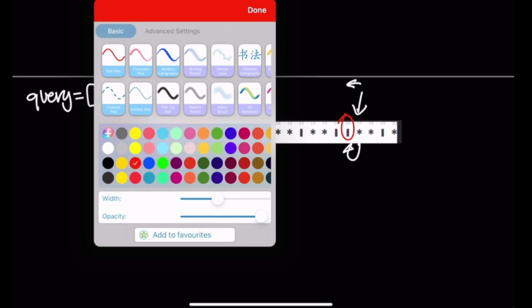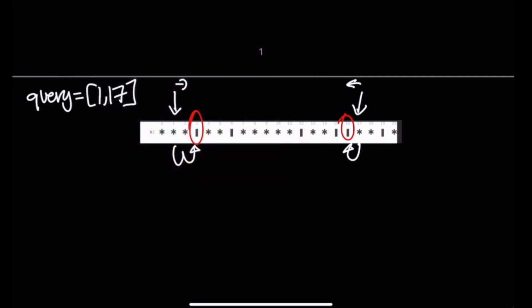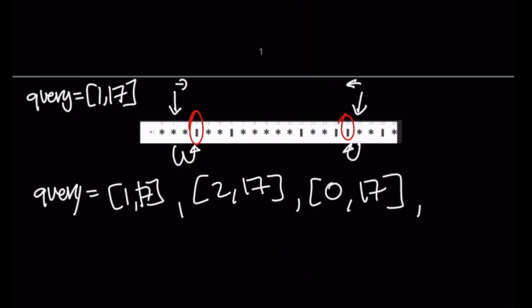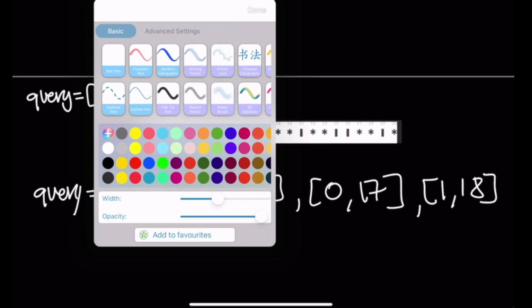However, given a lot of queries, let's say, for example, we're given queries of 1 17 and 2 17 and 0 17 and 1 18. Now, notice how for every single query in the given example, we're doing a lot of unnecessary repeated work, right?